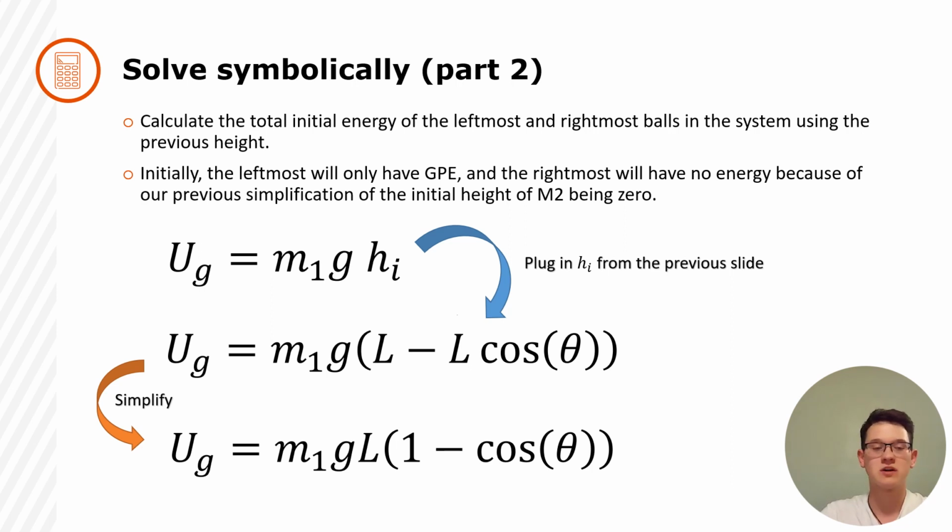First, we need to note that the only form of energy initially is gravitational potential energy, because both masses are at rest, meaning there is no kinetic energy. Next, we can use the initial height we previously solved for to solve for the gravitational potential energy.